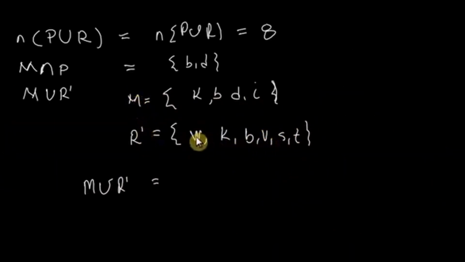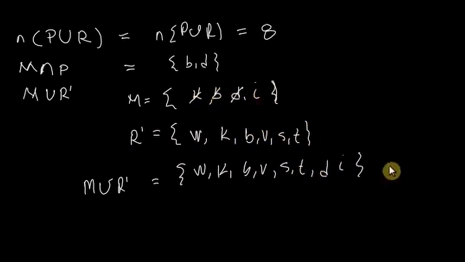So we could start by including everything in the complement of R. We could just rewrite this one since it's a larger one. So we have W, K, B, V, S, and T. So what else is left? We have K already, B, so we need to include D and I. So that is our answer.